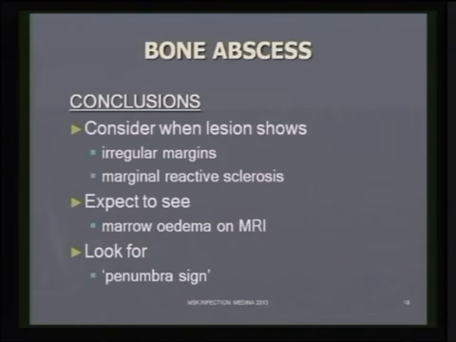So in conclusion, as far as bone abscess is concerned, I think we should consider it whenever a lesion shows irregular margins, as opposed to the fairly well-defined margins of benign bone tumours, and when there is extensive marginal reactive sclerosis. What we should always expect to see on MRI in an active bone abscess is fairly extensive marrow edema, maybe with associated soft tissue edema. And what we should always look for, as a very specific indication of the diagnosis, is the penumbra sign on the non-contrast T1 weighted images.